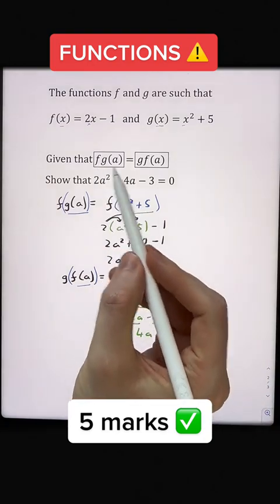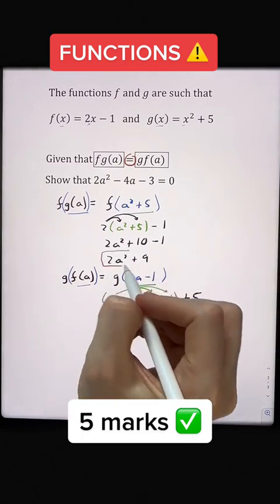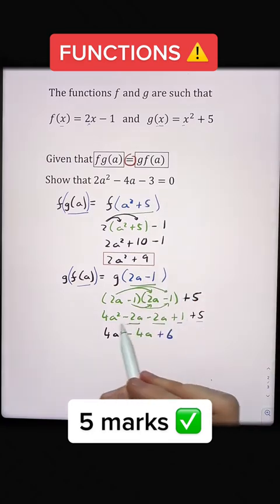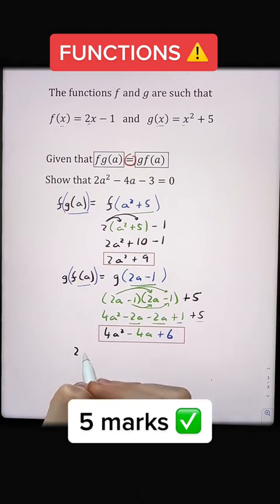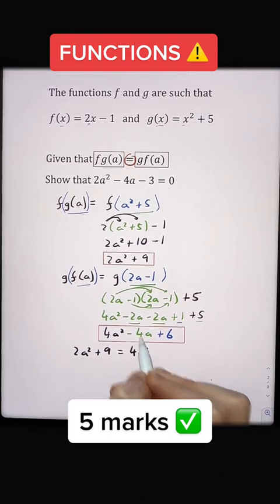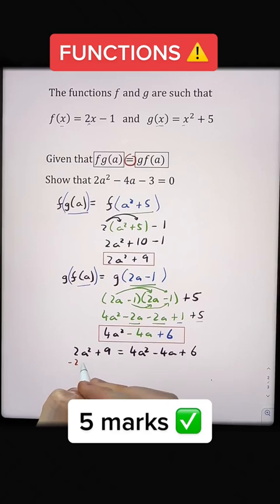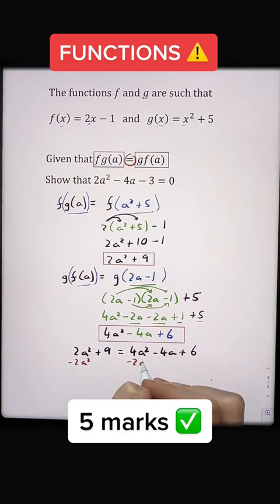As we are given that fg of a is equal to gf of a, well, I've worked out fg of a to be 2a squared plus 9. And I've worked out gf of a comes out to be 4a squared minus 4a plus 6. Therefore, 2a squared plus 9 must equal to 4a squared minus 4a plus 6. As I'm asked to show that the quadratic equals to 0, I've got more positive a squared on the right, so I'm going to bring all my terms to the right by doing the opposite. The opposite, add 2a squared to bring it to the right, we subtract 2a squared from both sides. And the opposite, add 9, will be subtract 9 from both sides.